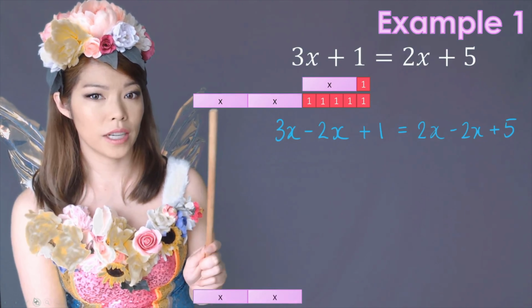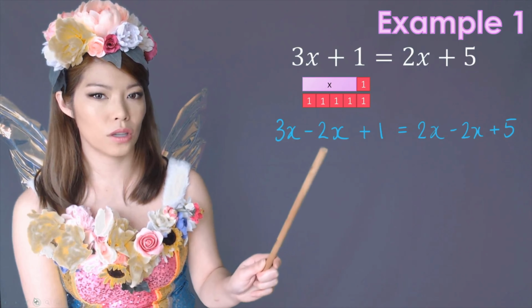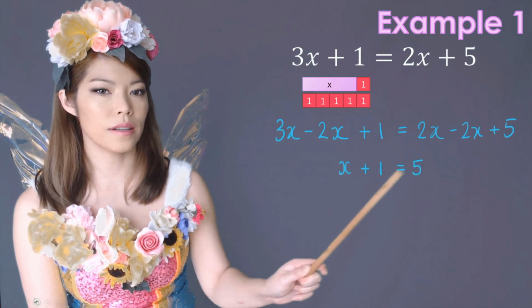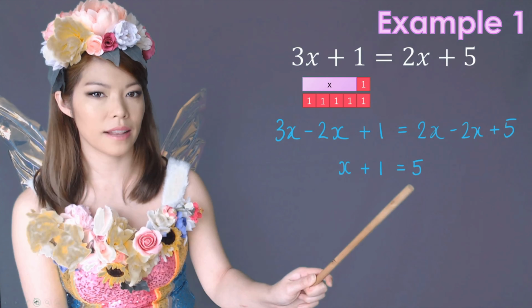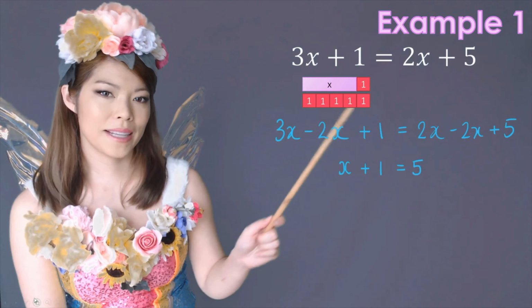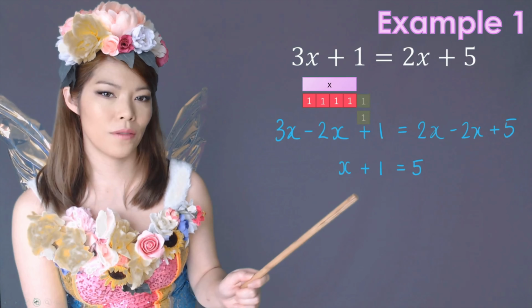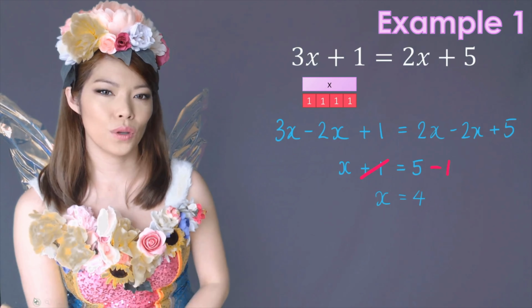And I can imagine it by getting rid of 2x's on both sides, and now we're left with 3 minus 2 is 1x plus 1. These two cancel out, so now I'm just left with 5. I just have 5 on that side. See, just like our diagram. And now it's simple to figure out what x is. We can just get rid of that 1. So minus 1 gives us x equals 4.